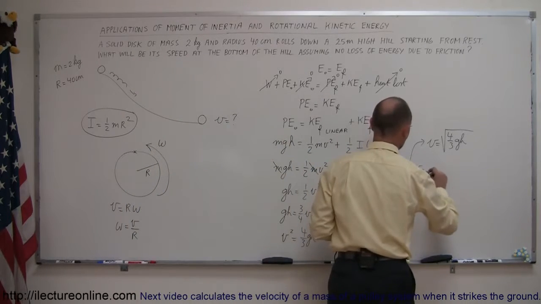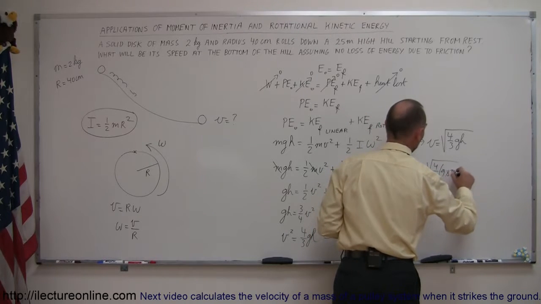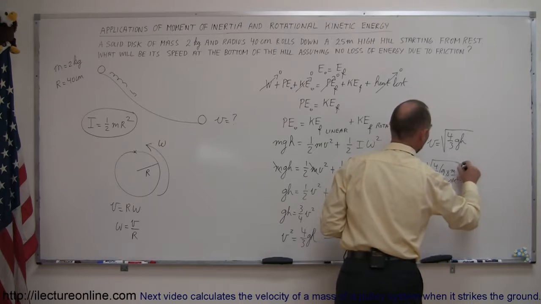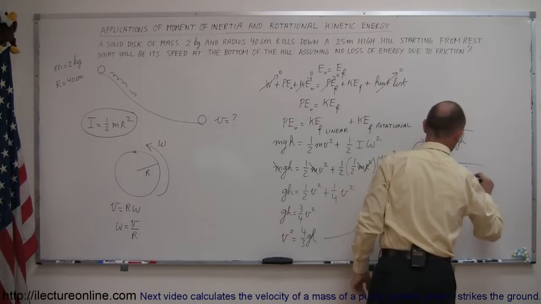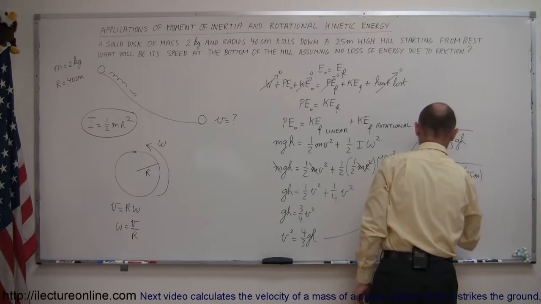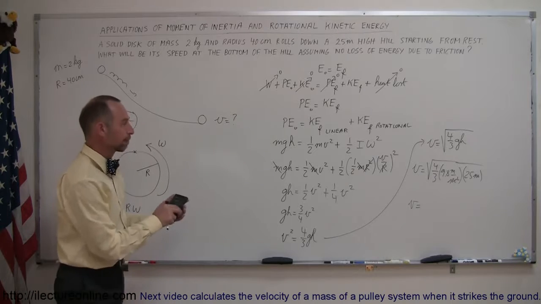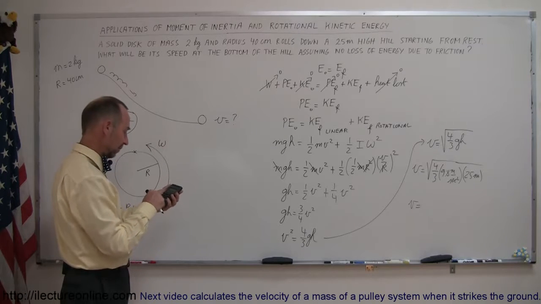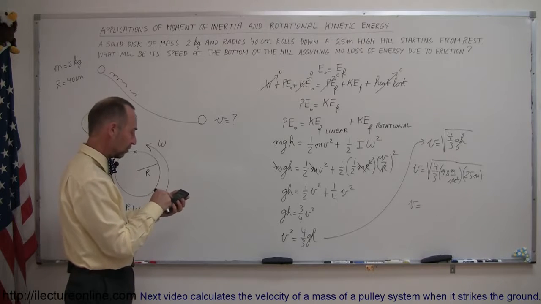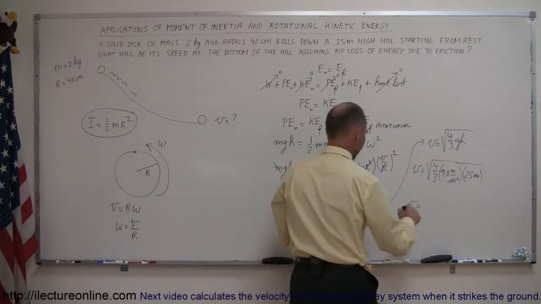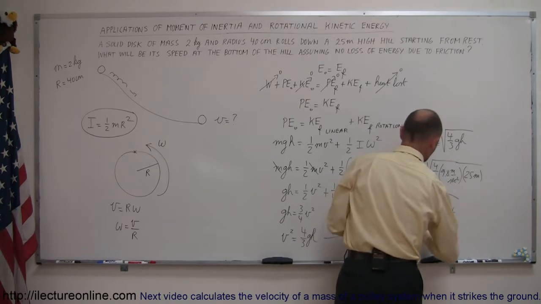We can say that velocity is equal to the square root of 4/3 times g, which is 9.8 meters per second squared, multiplied times h. We start at a height of, it tells us, 25 meters. And let's see what the final velocity is of this rotating wheel. So we have 25 times 9.8 times 4 divided by 3, and then take the square root. And it turns out the final velocity will be 18 meters per second.